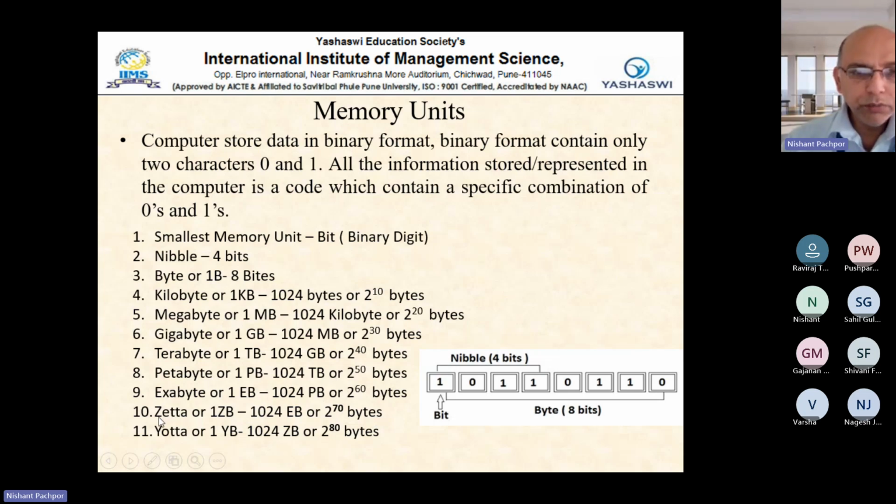So most of the time 1 or 2 questions come on this unit. What is a nibble? So nibble मध्ये किती bits असतात, 4 असतात, 8 असतात, 10 असतात, 15 असतात. This type of questions will be asked on this point, that is memory unit.